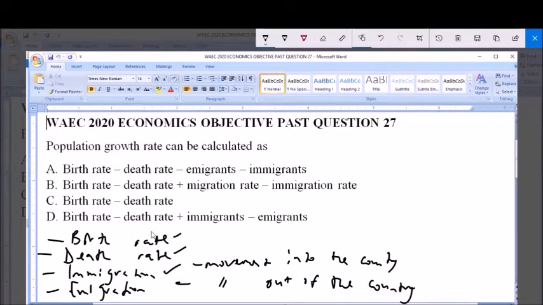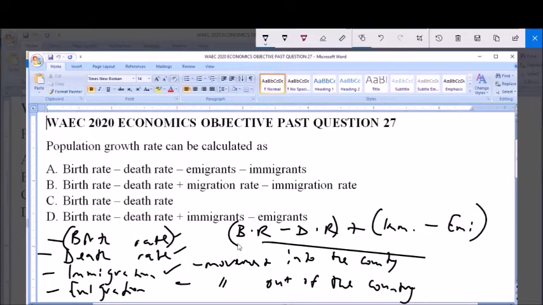As it is dependent on these factors, a growth in population will have to do more with birth rate. So using these four factors, you subtract death rate from birth rate, and add immigrants, people entering the country, minus emigrants, people leaving the country. So that is option D, birth rate minus death rate plus immigrants minus emigrants. That is the way to calculate population growth rates.